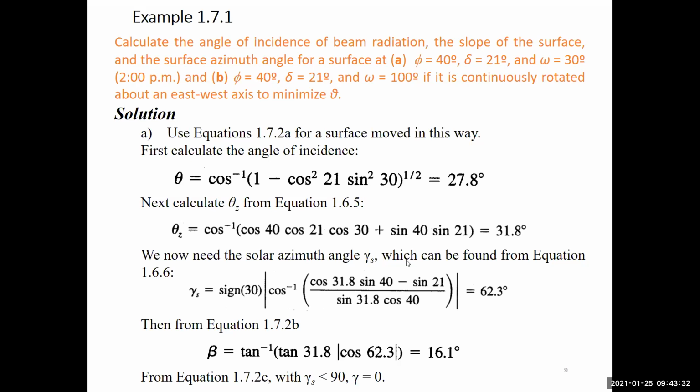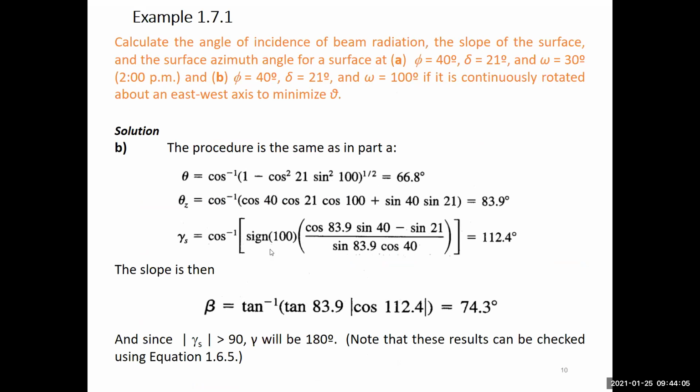Based on that, you are going to look for equations 1.7.2 a, b, and c, and then you substitute directly into them so that you can get the value of theta. You can get the value of theta z, the zenith angle, and then you can get the value of gamma s, which is the solar azimuth. And finally, at that hour of the day, what is the value of beta, which is the inclination, or tilting, to the horizontal.